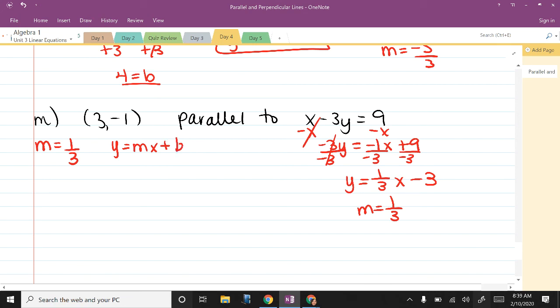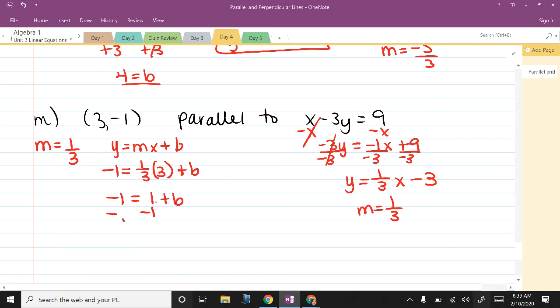What goes in for y? -1. What goes in for m? 1/3. What's x? 3, plus b. What's 1/3 times 3? Very good. So -1 equals 1 plus b. How do I solve for b?